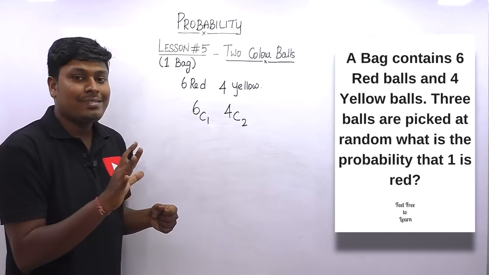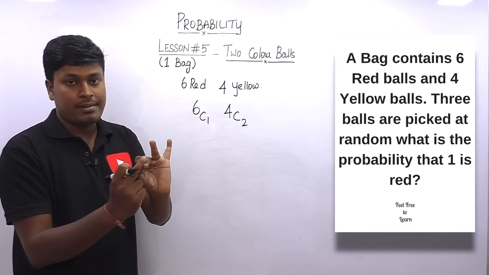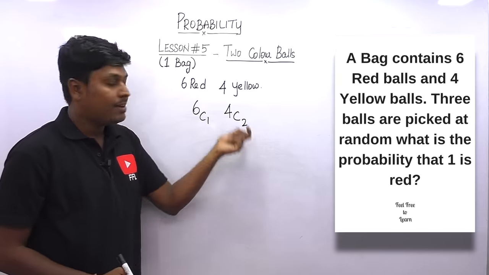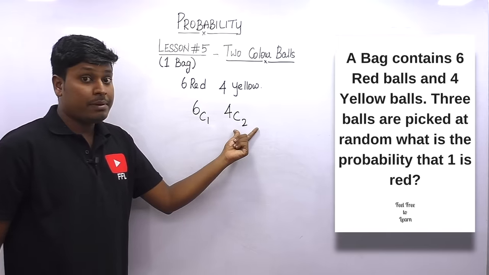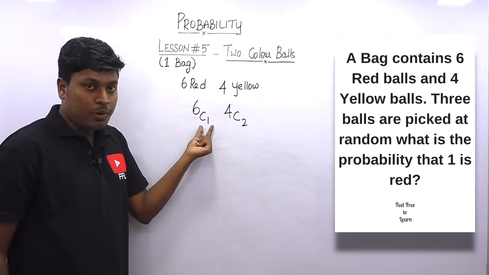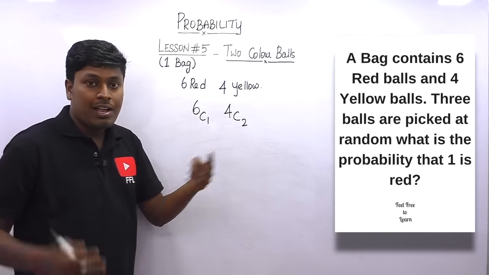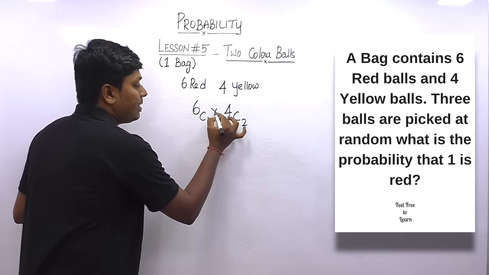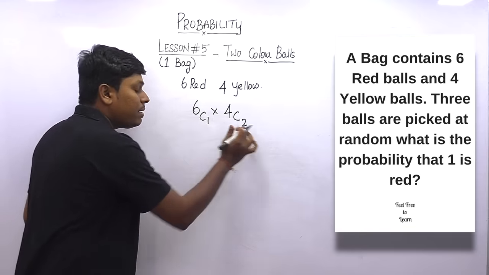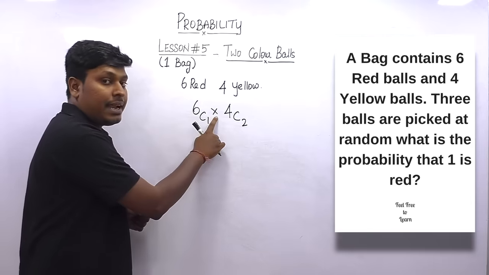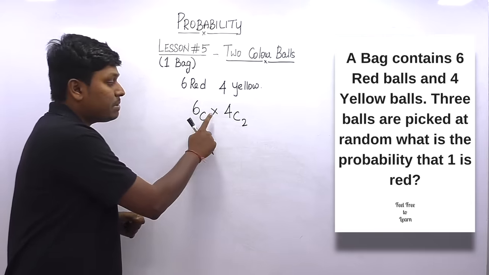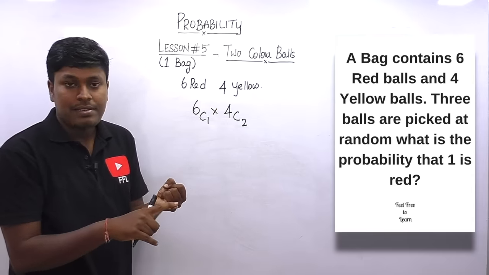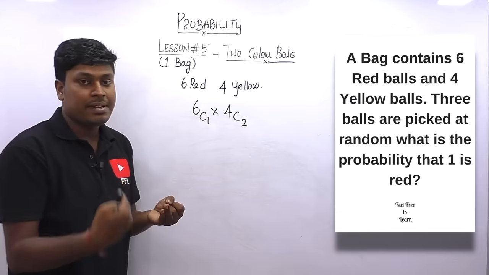So friends, got it? What are they saying? 3 balls should be picked, 1 should be red. So out of these 3 balls, 1 is red. The remaining 2 balls should be the other color, which is yellow, 4C2. Remember that here we have 1 red ball, and here we have 2 yellow balls. Only if you join 1 and 2, it becomes 3. So the meaning here is AND, which means multiplication. Always remember that you should not add, you should multiply, because AND means multiplication, OR means addition. These are things we have learned in the basics, right?